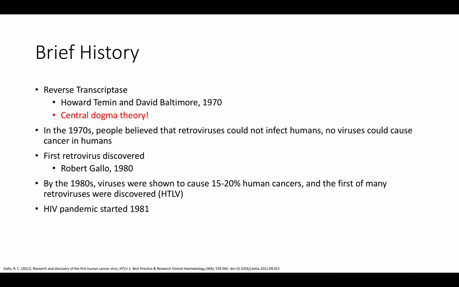And so by the 1980s, viruses were shown to cause around 15 to 20% of human cancers, and the first of many retroviruses were discovered, including HTLV1. And then around the same time, the HIV pandemic started, which was in 1981.